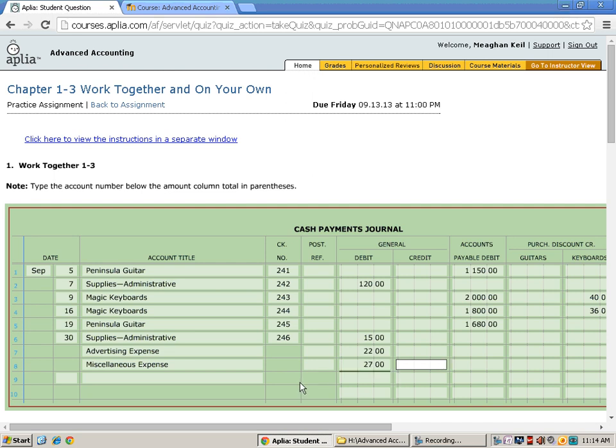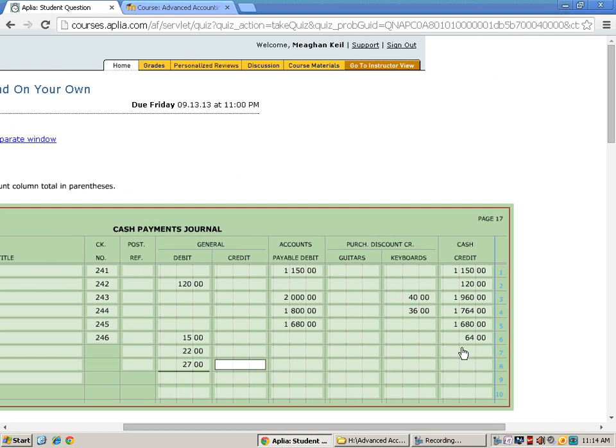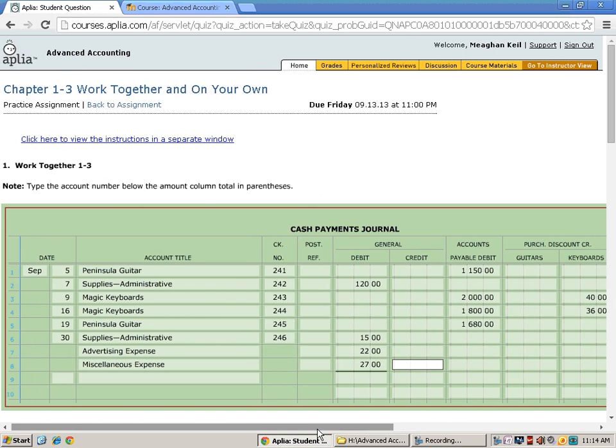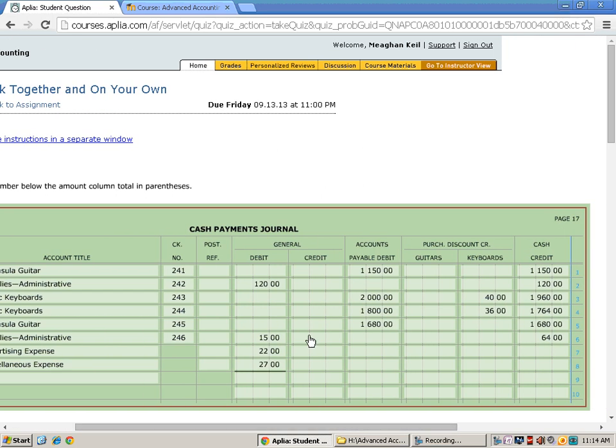All right, so your three debits, when you add these up, equal your one credit of 64. Again, we just wrote one check, but it was spent on three different things. So now it says, number 2, post the items that are to be posted individually. Okay, so the things that need to be posted individually then are going to be our numbers in our general debit and our numbers in our accounts payable debit, because they will go in our accounts payable ledger.